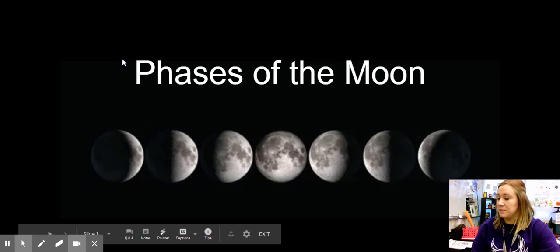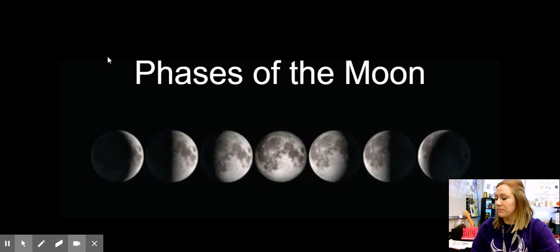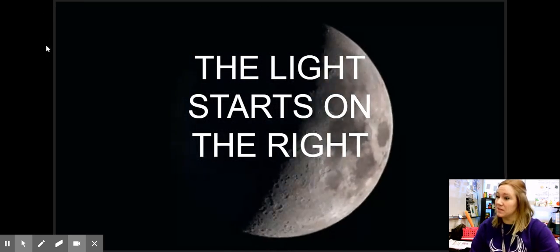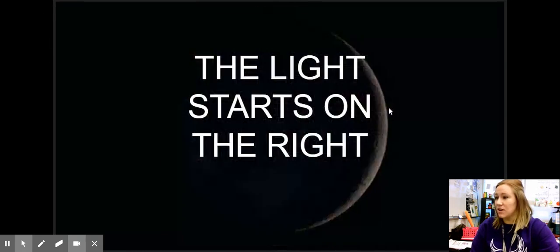Today we're going to look at some tips to help you remember the phases of the moon. The light starts on the right. That's easy to remember because they rhyme. The light starts on the right.